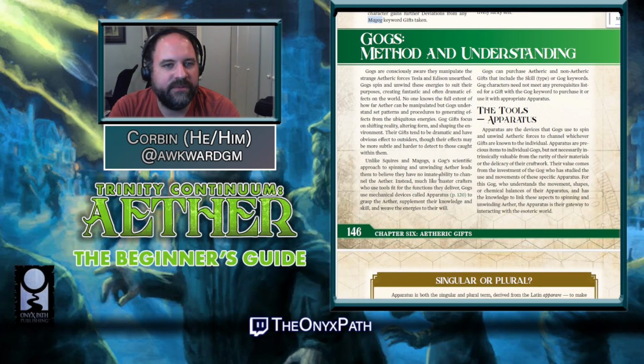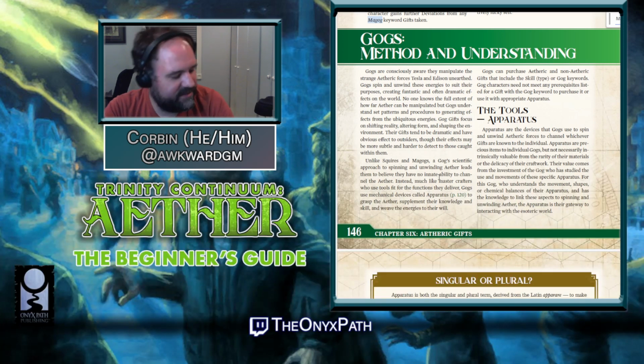Gogs spin and unwind these energies to suit their purposes, creating fantastic and often dramatic effects on the world. No one knows the full extent of how far Aether can be manipulated, but Gogs understand set parameters and patterns and procedures to generating effects from the ubiquitous energies. Gog gifts focus on shifting reality, altering form, and shaping the environment.